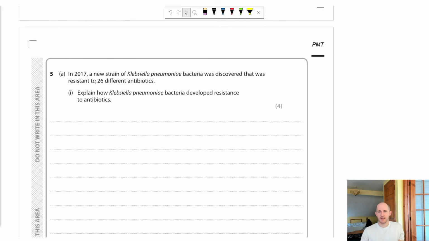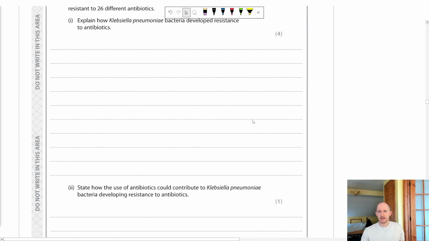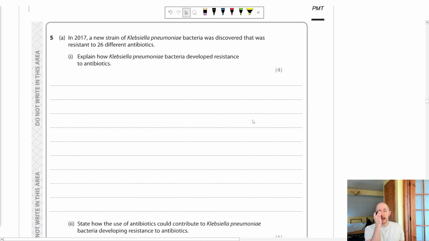In 2017, a new strain of Klebsiella pneumoniae bacteria was discovered, which was resistant to 26 different antibiotics. I'm assuming this causes pneumonia, but I actually don't know this disease specifically. Explain how this happens. It's a 4 marker. So how is it done normally?